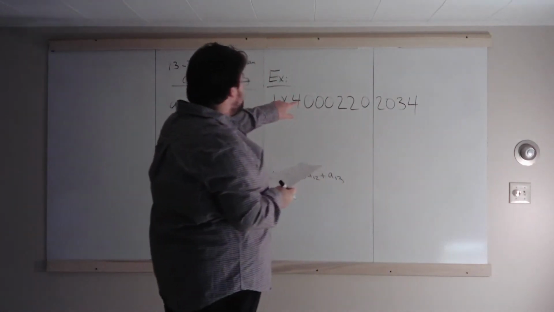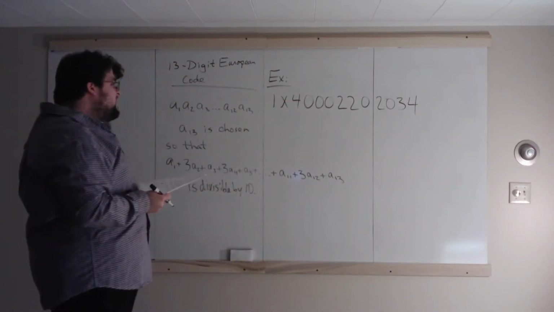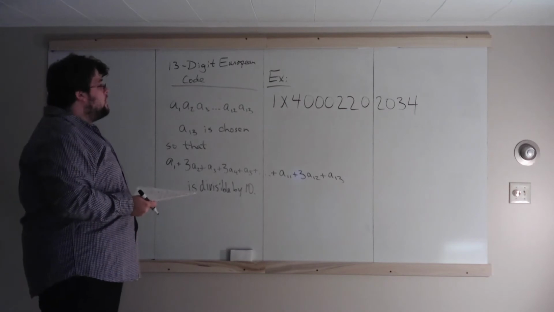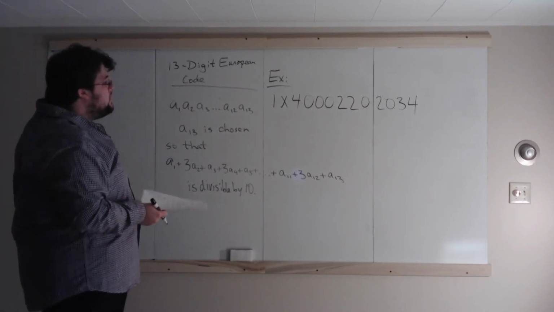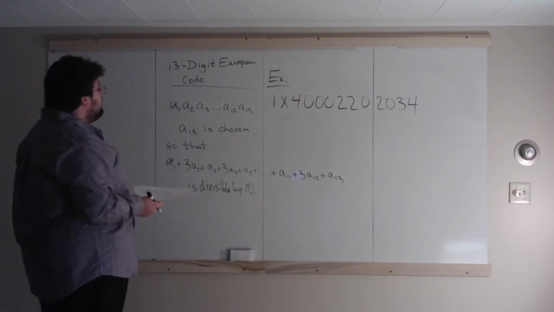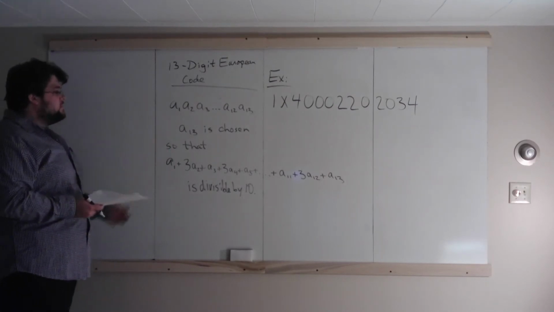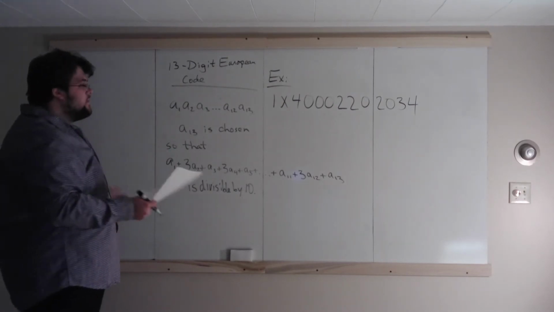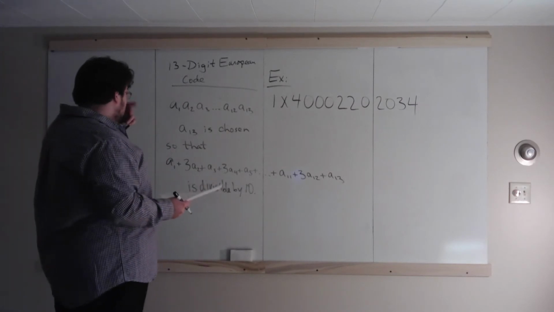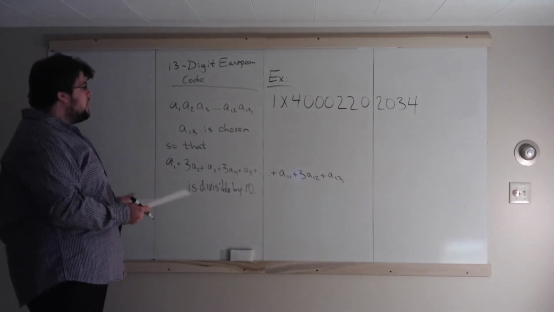13 digits, 1, 2, 3, yeah, 13. Say this is what you see on the box. You see 1, you can't see the next number, and then you see the last 11. Well, we can use this formula to figure out what that x is. And we couldn't necessarily do that with previous codes. So let's use this formula to figure out what that x must be.